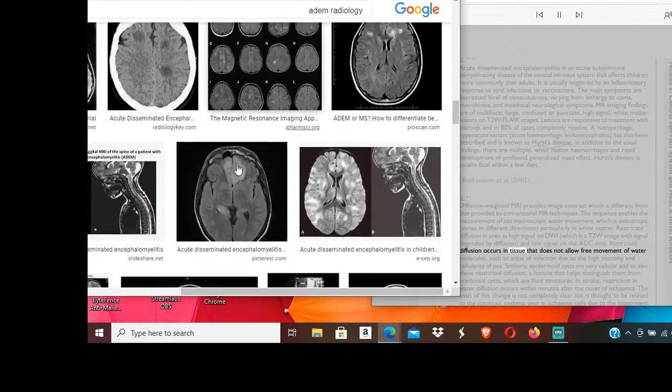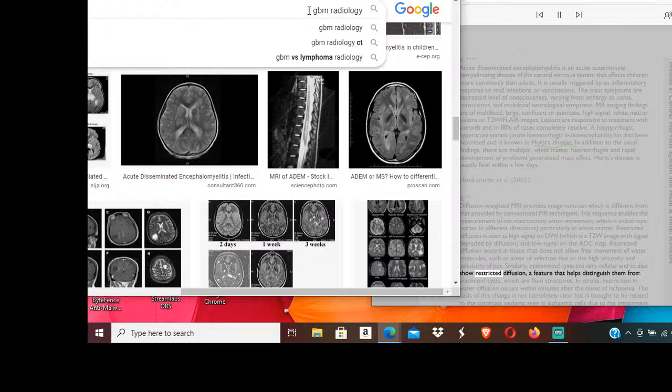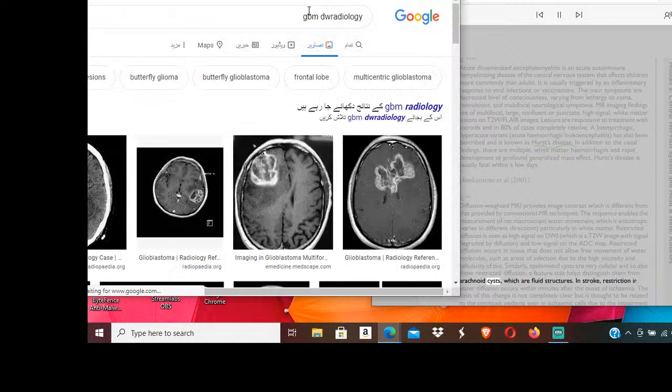Restricted diffusion occurs in tissue that does not allow free movement of water molecules, such as areas of infection due to the high viscosity and cellularity of pus. Similarly, epidermoid cysts are very cellular and so also show restricted diffusion, a feature that helps distinguish them from arachnoid cysts, which are fluid structures.